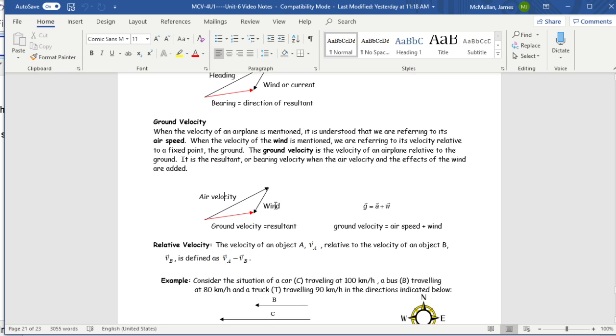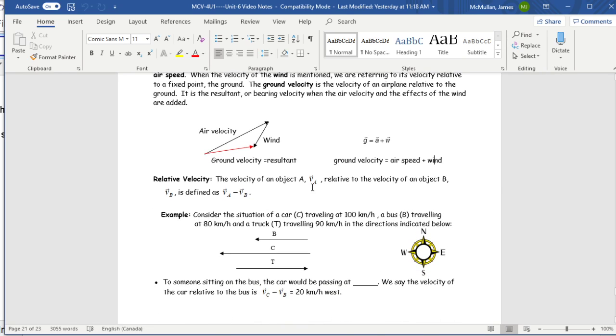the wind is the speed of the wind, and the ground velocity is how the plane is actually moving relative to the ground, which is kind of like where you're actually going, which is the resultant. Okay, again, the equation is very simple. The resultant, the ground speed, is simply equal to the air speed plus the wind speed. I shouldn't say speed, I should say velocity, sorry, because speed is not a vector, velocity is a vector. So the ground velocity is equal to the air velocity plus the wind velocity. Okay?